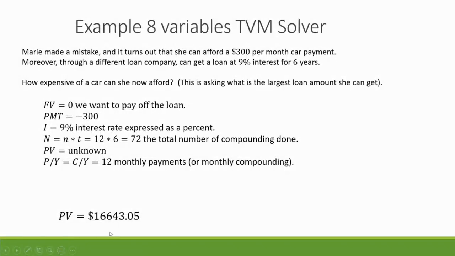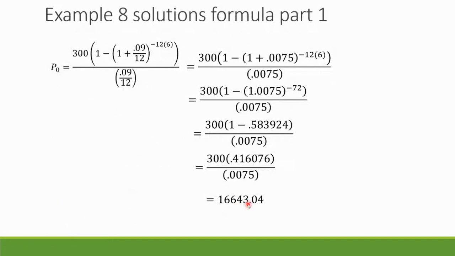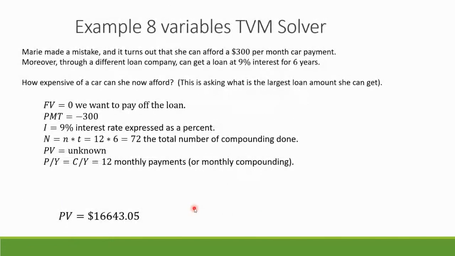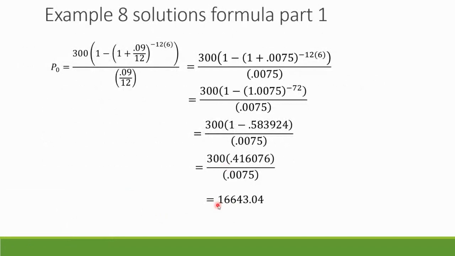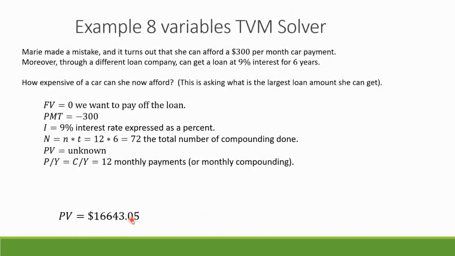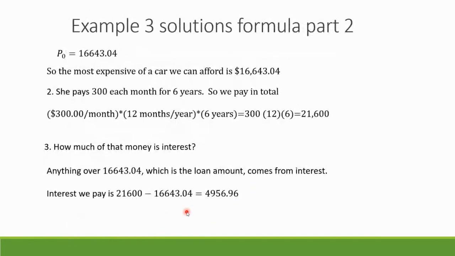Okay, so this is what we get. Again, it was a little bit off from here. I'm guessing this is because of round-off error. That's why this difference occurs. But again, if you use the formula and you get this amount, you can use this. But if you're using the TVM to solve this problem and you get this number, that's fine.